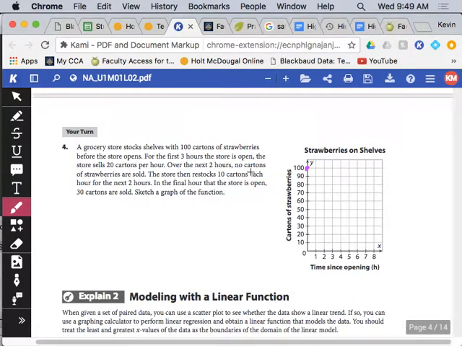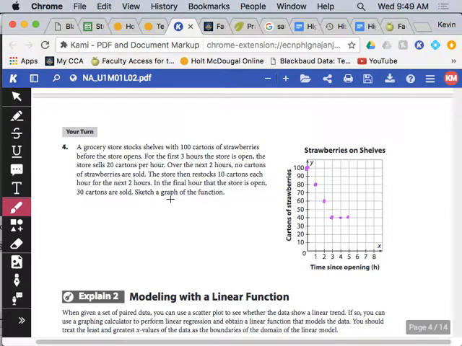For the first 3 hours the store is open, the store sells 20 cartons per hour. So after an hour I go down 20 and I'm at 80. Another 20, I'm at 60. Another 20, I'm at 40. So for 3 hours. Over the next 2 hours, no cartons of strawberries are sold. So for 2 hours it stays at 40.